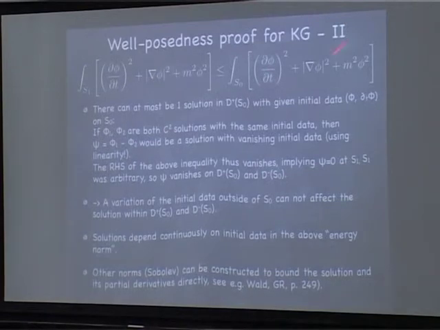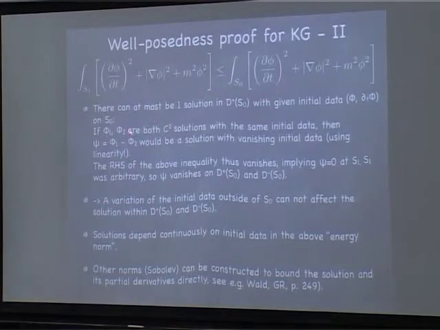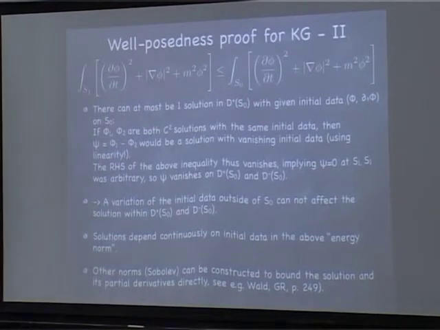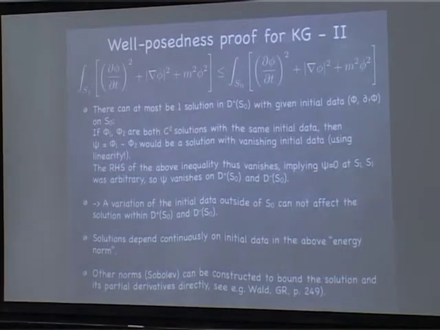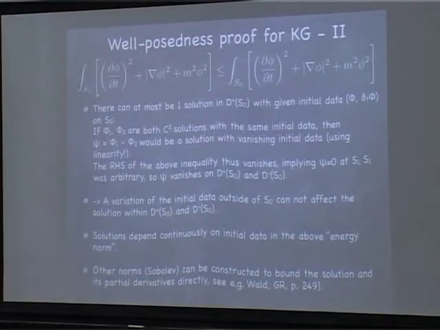if you just insert this, the right-hand side vanishes because the initial data are zero, so the initial energy is zero. Therefore, the final energy is zero, but it's a quadratic expression, so everything has to be zero. So there has to be a unique solution. So we get both continuity and uniqueness.